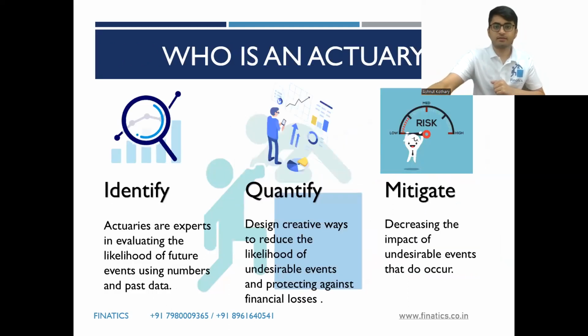Then the next thing is, who is an actuary? We talked about there being a particular course wherein we study certain things, and by virtue of that, we might be in a position to manage risk. Now, what exactly happens after you become an actuary? This is more along the lines of what I just described. An actuary would be somebody who tries to identify, quantify, and mitigate. Actuaries are experts in evaluating the likelihood of future events using numbers and past data.